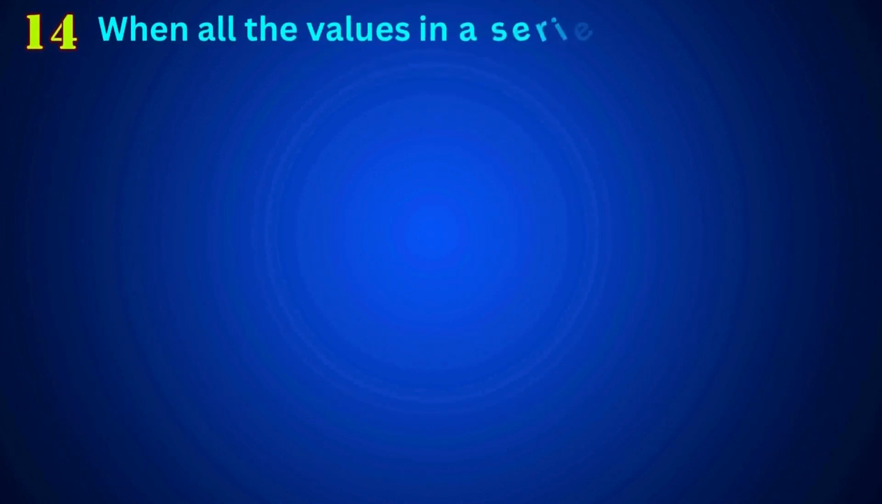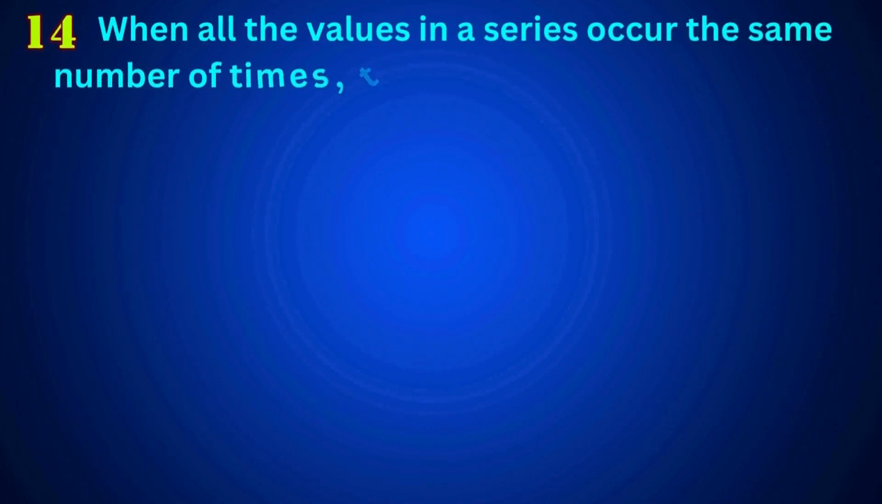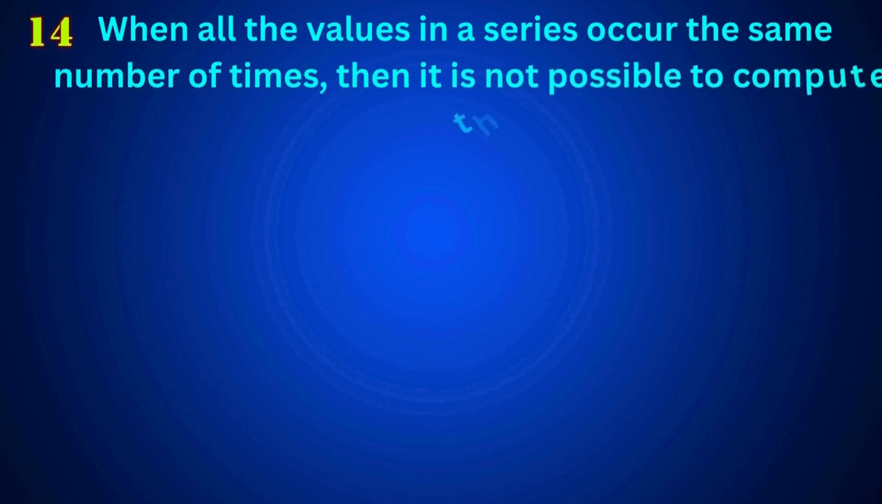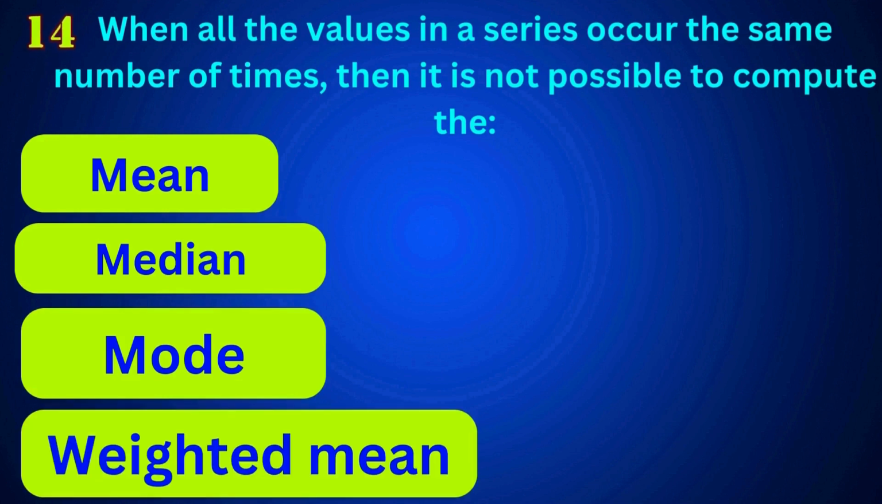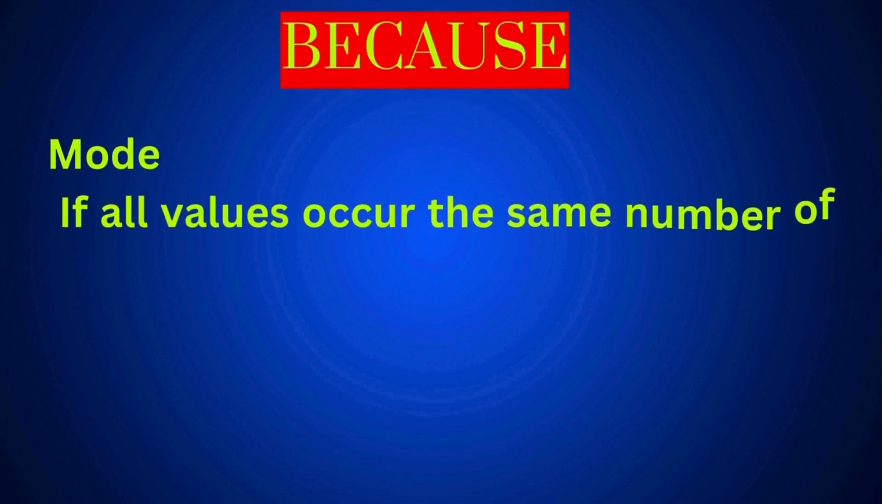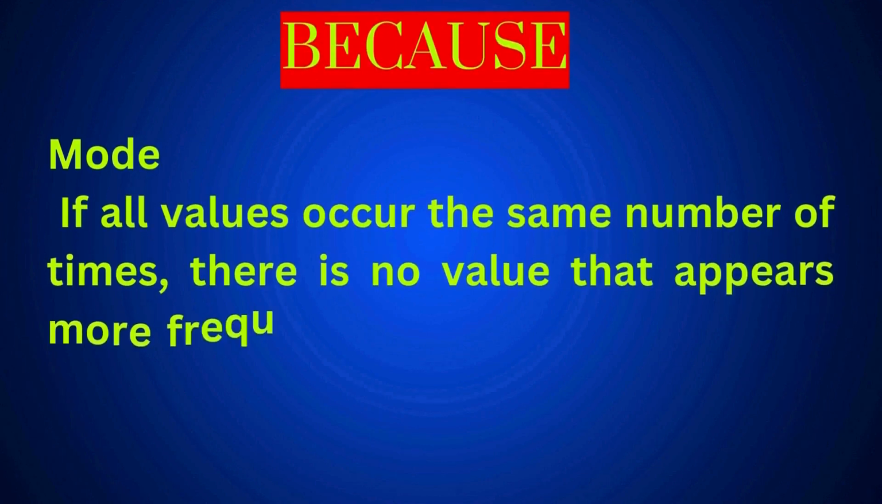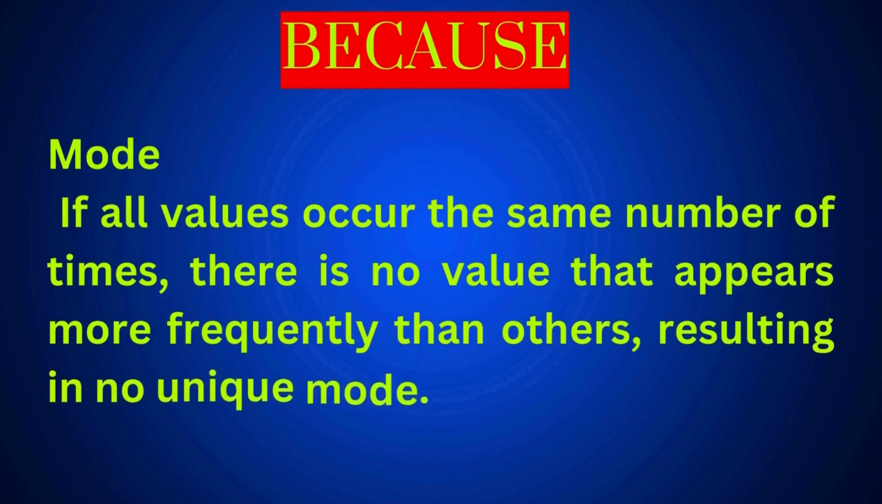When all the values in a series occur the same number of times, then it is not possible to compute the. Options are mean, median, mode, weighted mean. Right option is: mode, because if all values occur the same number of times, there is no value that appears more frequently than others, resulting in no unique mode.